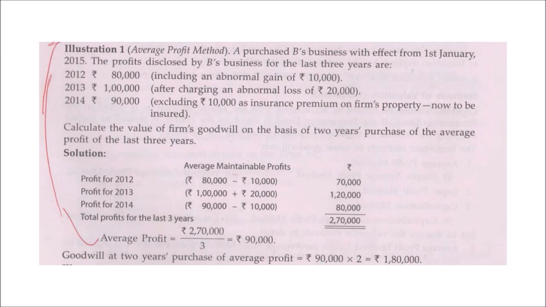In the question, it is asked to calculate the value of firm's goodwill on the basis of 2 years purchase of the average profit. Now average profit is 90,000. Goodwill is equal to average profit multiplied by number of years purchase. That is 90,000 multiplied by 2 is equal to 1,80,000. So here the amount of goodwill is equal to 1,80,000.